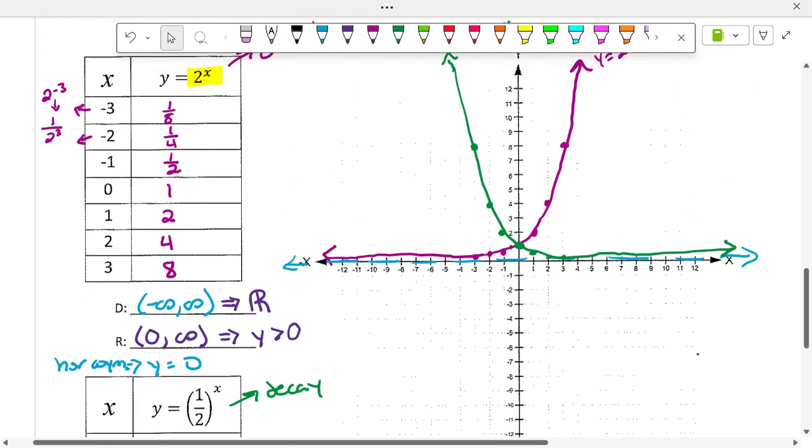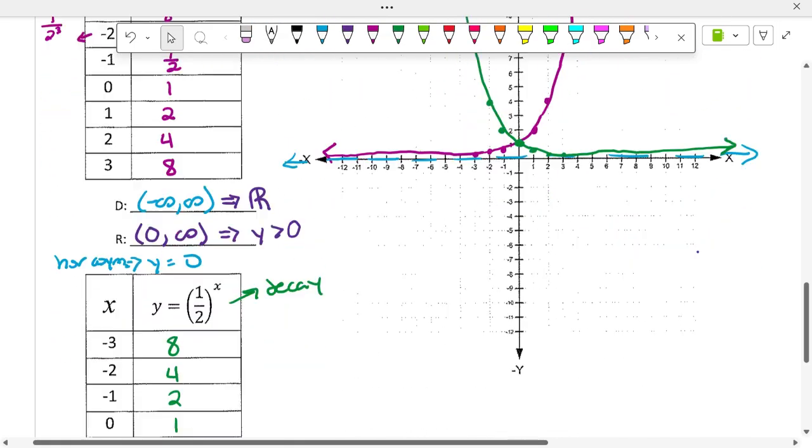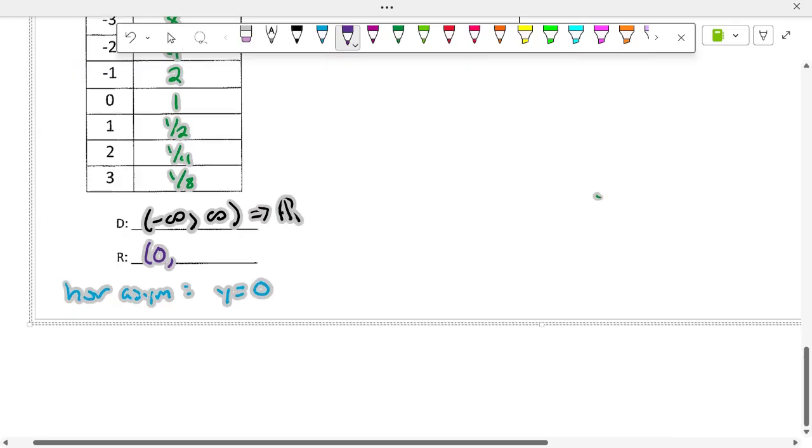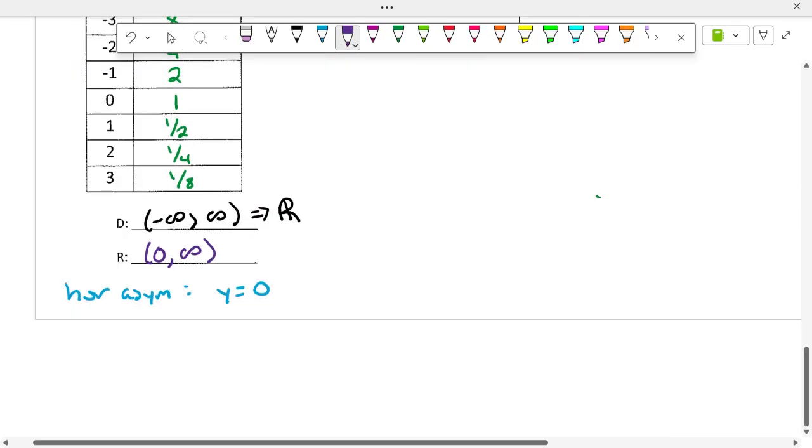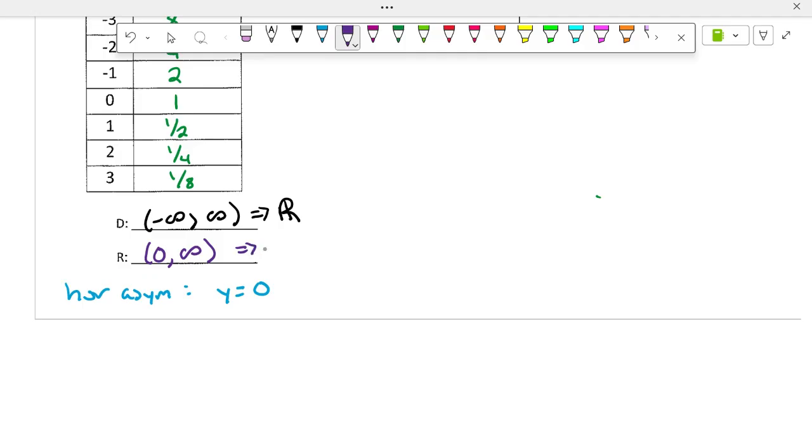What's the highest y value? Infinity. It goes on forever and ever. Or it goes up forever and ever, I should say. Now, remember, the other way you can write this is y is greater than 0.